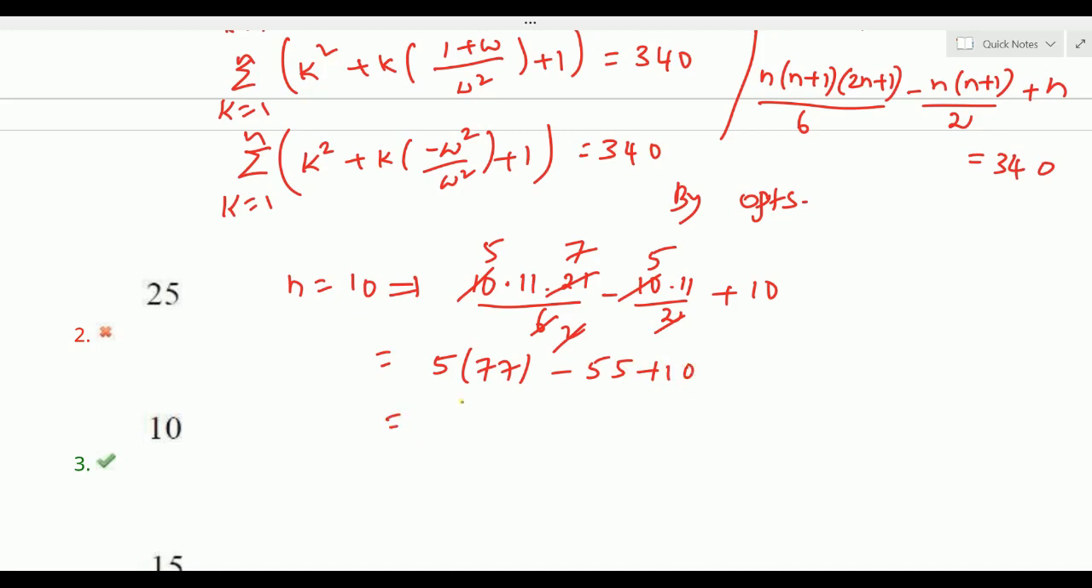So what is 5 into 77? 385. 385 minus 55 plus 10, minus 45. 385 minus 45 is 340 or not? Yes, 340 is matched to the given result. That's for the option number 3 is the correct one.